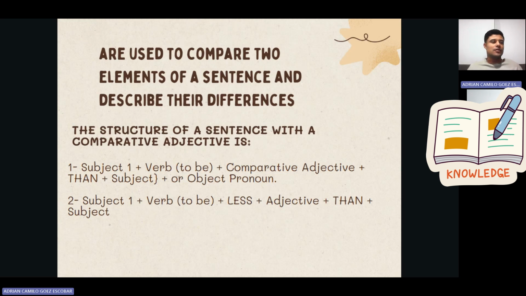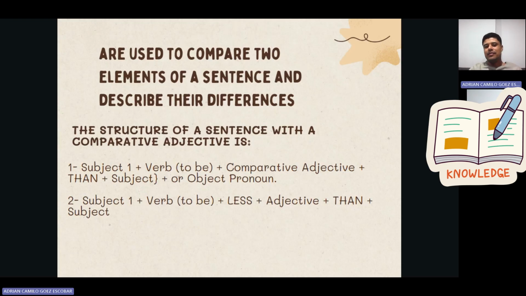This is the most common structure, used to state that subject one possesses a quality to a greater degree than subject two. The structure is subject one plus verb to be plus comparative adjective plus "than" plus subject two. I will explain the meaning of the structure specifically. First, subject one: this is the point of reference that possesses a superior quality. It can be a noun, a pronoun, a gerund, or a complete clause.